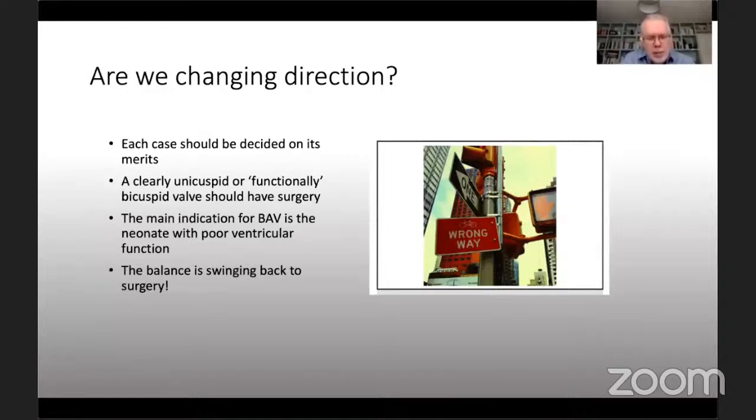And probably we're coming to a time when the main indication for a balloon aortic valvuloplasty, if you can call it that, is a neonate with poor ventricular function. And I believe that the balance is slowly swinging back towards surgery.